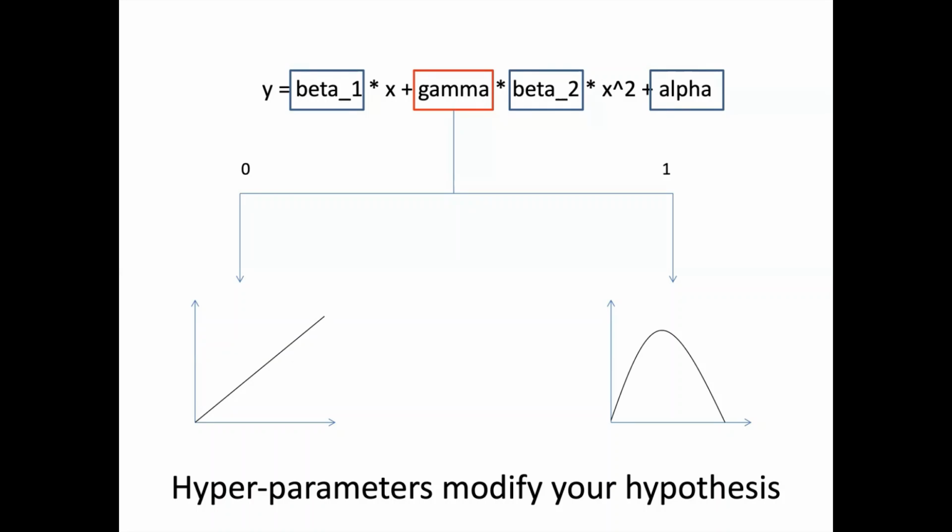This is exactly what happens with all the hyperparameters that you can find to be set in your models. They actually change deeply how your input values map to your outputs.